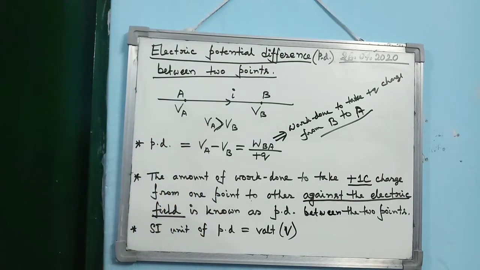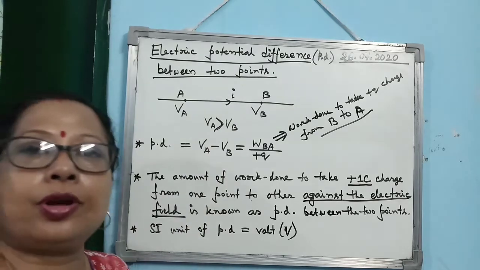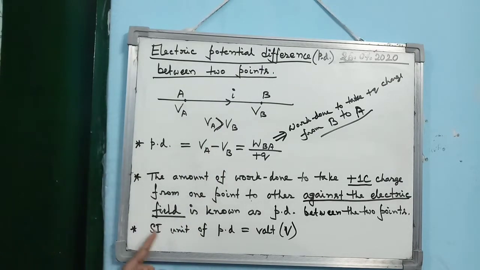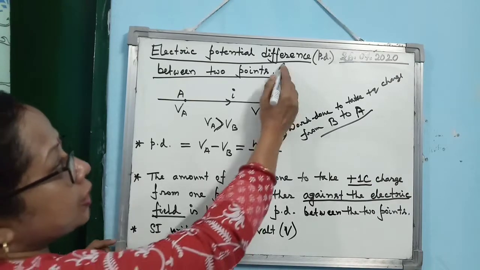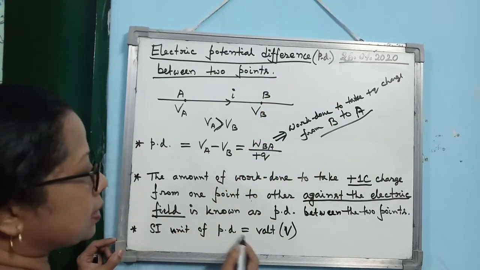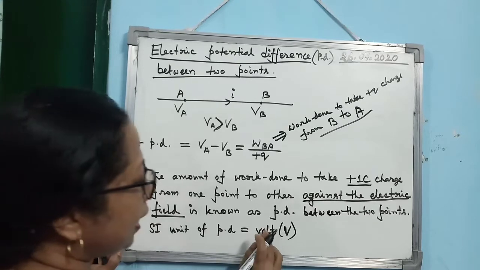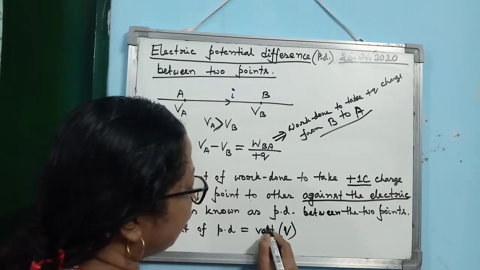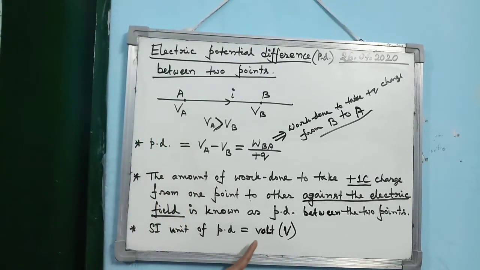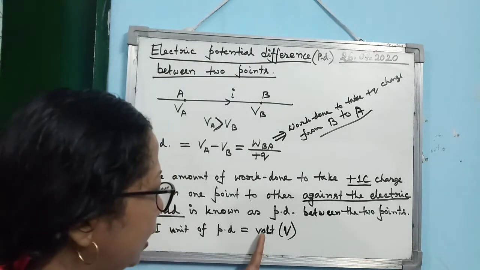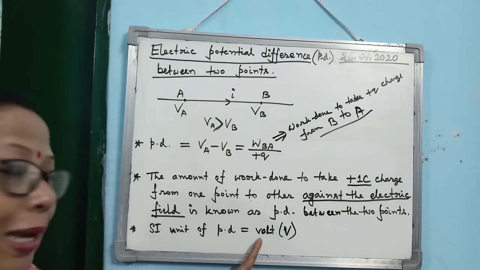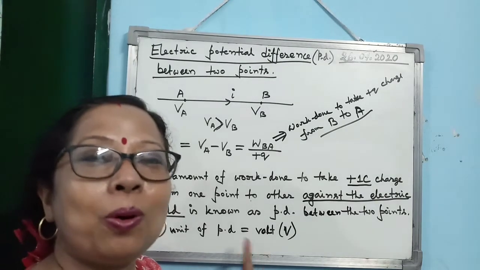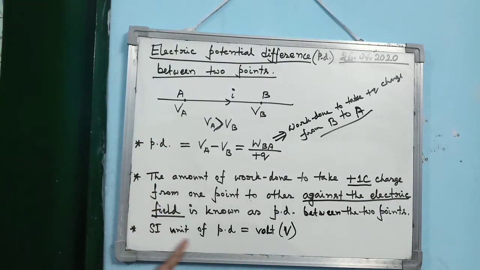Now, as the SI unit of electric potential is volt, the SI unit of potential difference, short form PD, is also volt. What is the SI unit of potential? It is also volt, V-O-L-T. Not VALT; the tail of the L is connected, that's why it is looking like an A, but it is O, volt. The SI unit of potential is also volt.